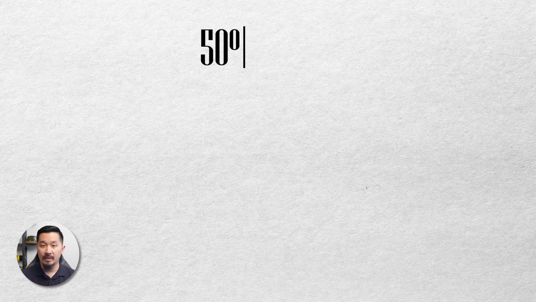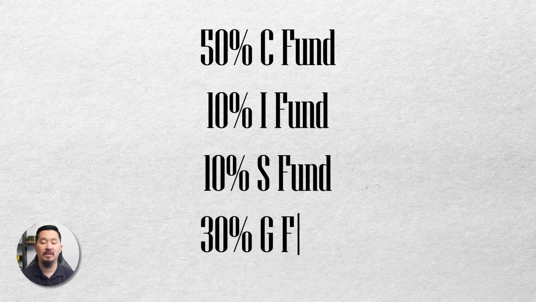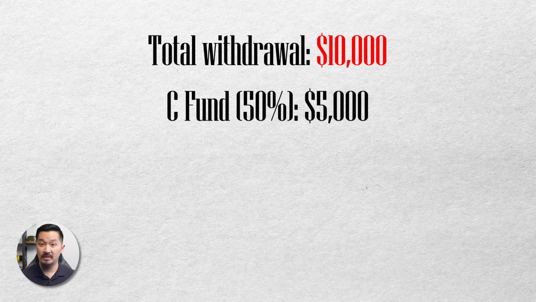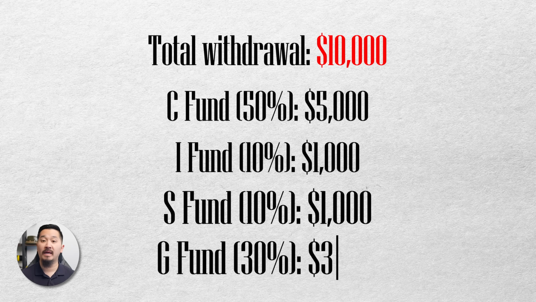Let's say your allocation is 50% in the C fund, 10% in the I fund, 10% in the S fund, and 30% in the G fund. You log in and request a $10,000 withdrawal. The TSP is going to take $5,000 from the C fund, $1,000 from the I fund, $1,000 from the S fund, and $3,000 from the G fund every single time. Even if the stock market just dropped 15% and you would much rather leave those C fund shares alone so they can recover, right?